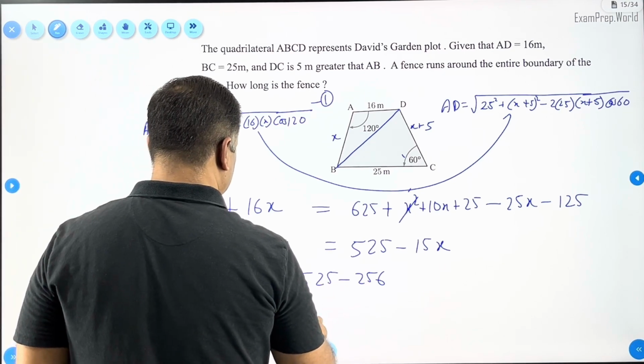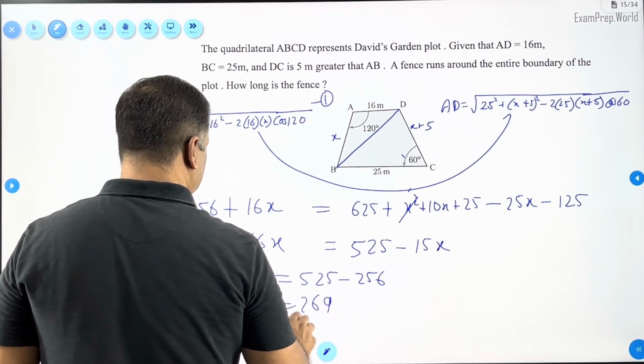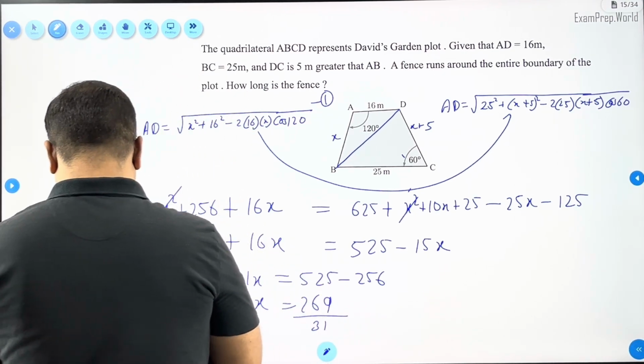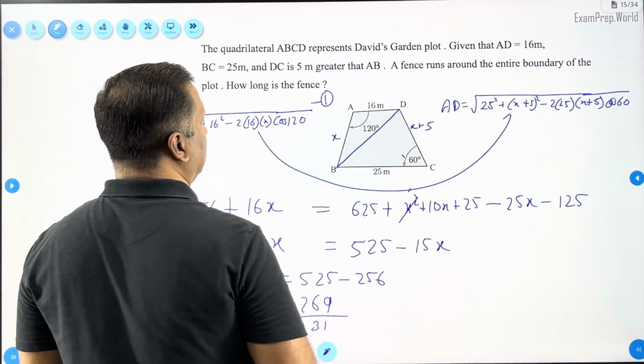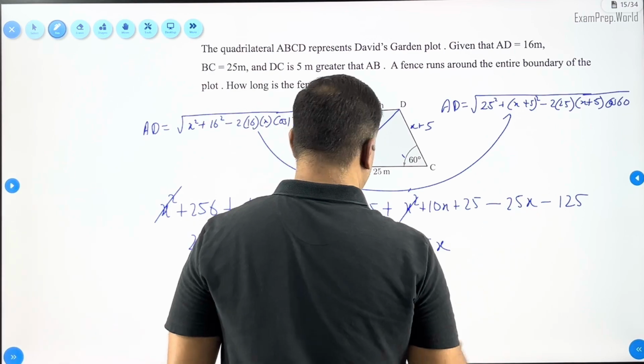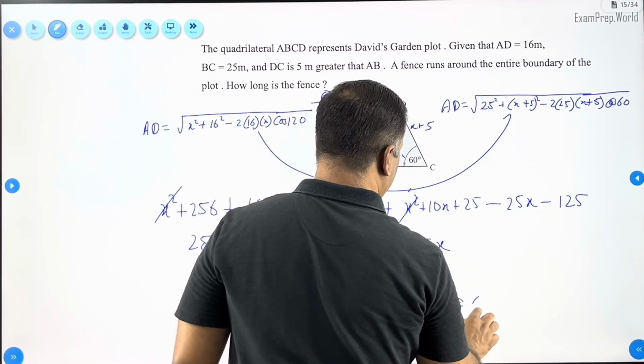269. X is equal to 269 over 31, which is 8.68. So x is how much? The moment you get, x is equal to 8.68.